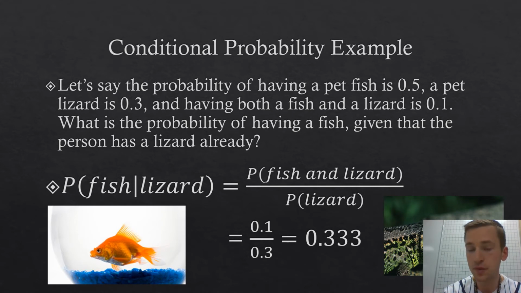On the top, you see we have the probability of fish and lizard, so the intersection of having both, and we are dividing by the probability of our given event, in this case, given that they have a lizard. The top one, the probability of having both, is 0.1, and the probability of owning a lizard, our given, is 0.3. Altogether, given that someone owns a lizard, the probability of owning a fish is 0.333.